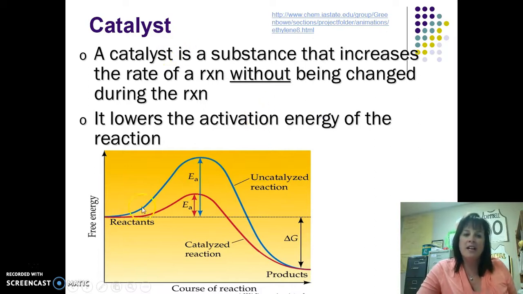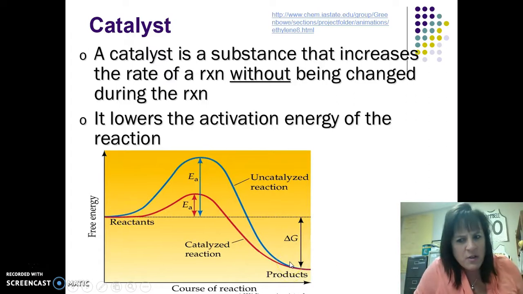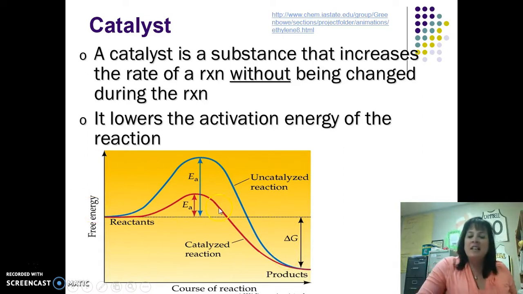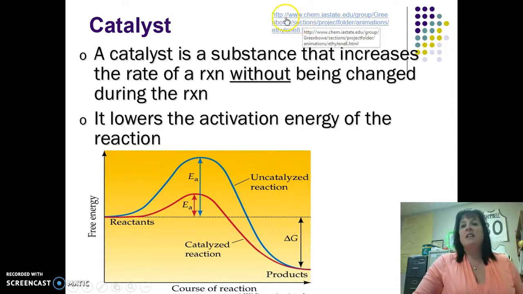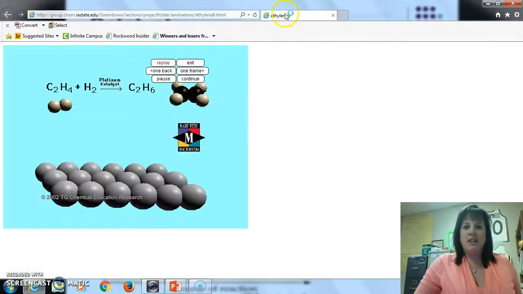So this blue line here in this diagram is the normal reaction. There's my activation energy, there are my reactants and products. Hey, is that an exothermic or endothermic reaction? Exothermic. But what a catalyst does, this is the red line, it lowers that activation energy. So it facilitates the reaction. It's like a facilitator.